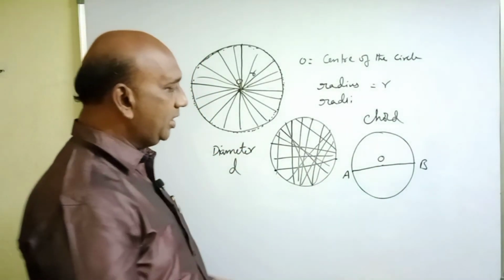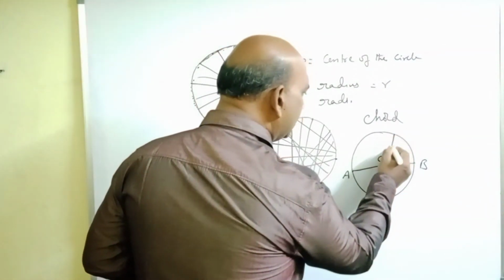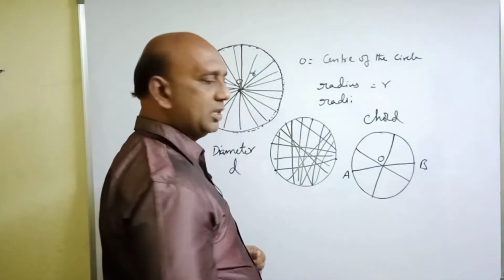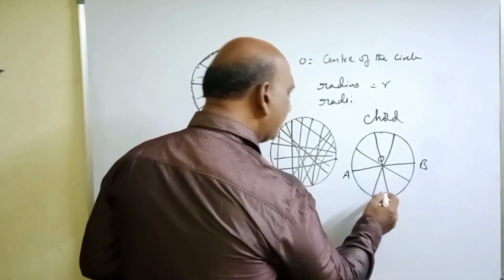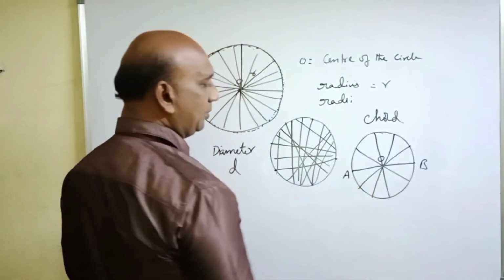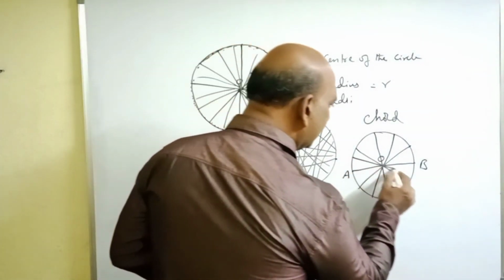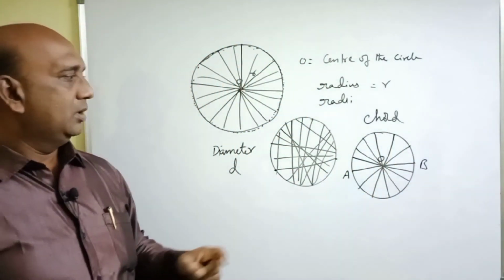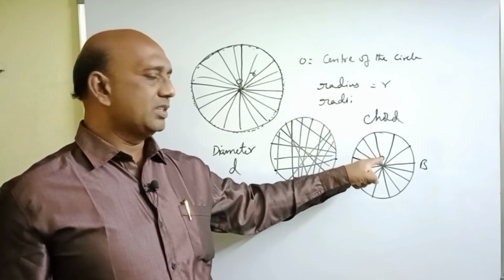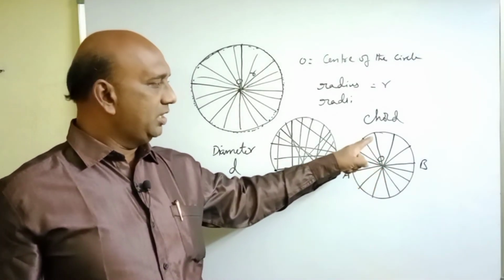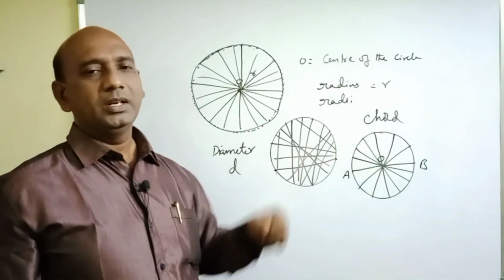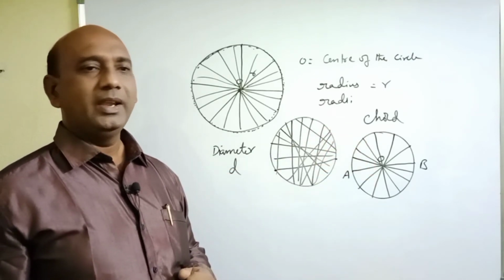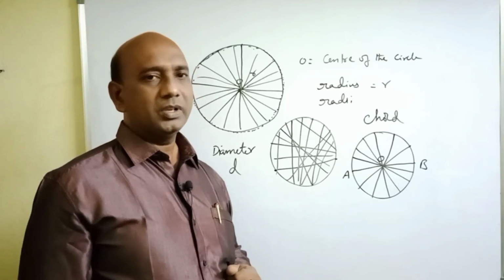Like that, so many diameters we can draw to a circle. This is also a chord that passes through the center of the circle. This is another chord that passes through the center of the circle. So this is another diameter. And this is another chord that passes through the center of the circle. So all these line segments pass through the center of the circle. So these line segments are called diameters. Still, so many diameters we can draw to a circle. That means infinite number of diameters we can draw to a circle.